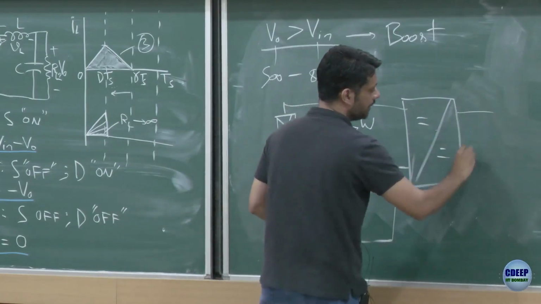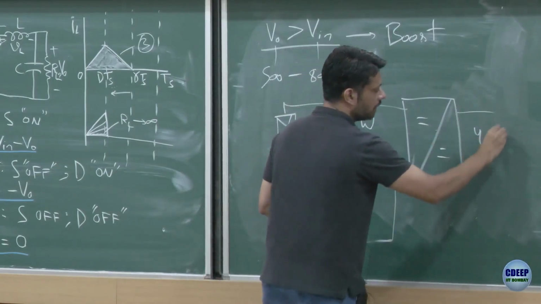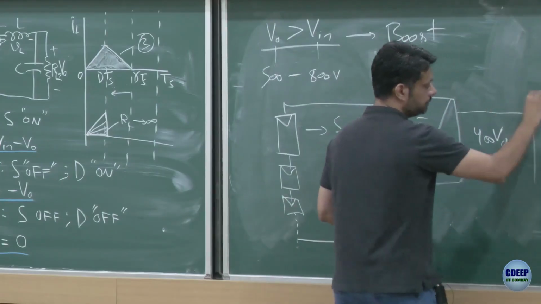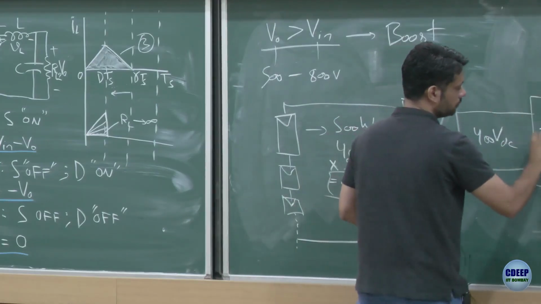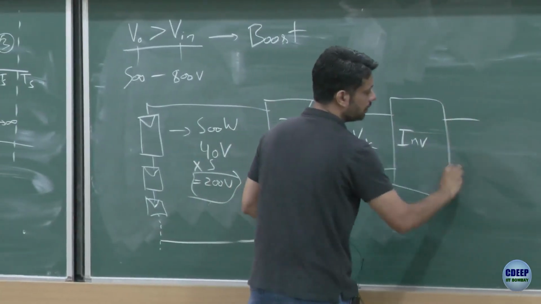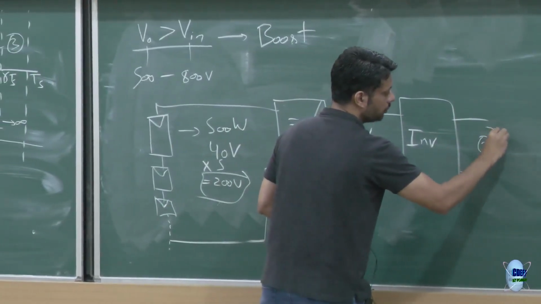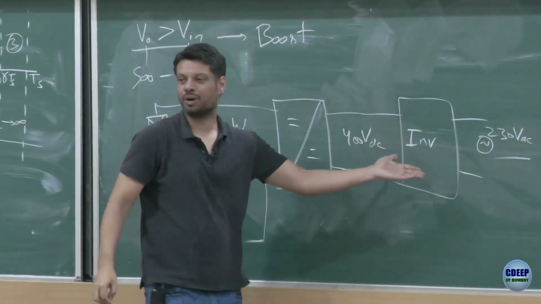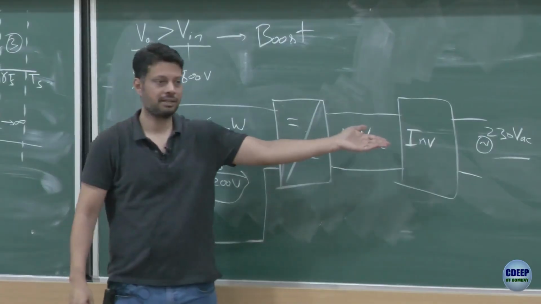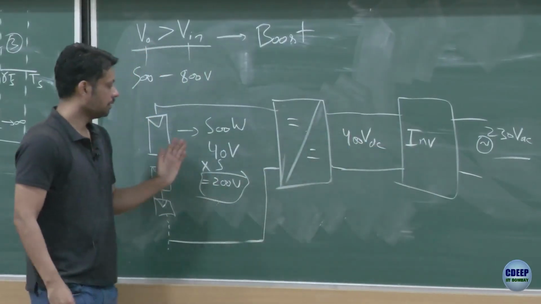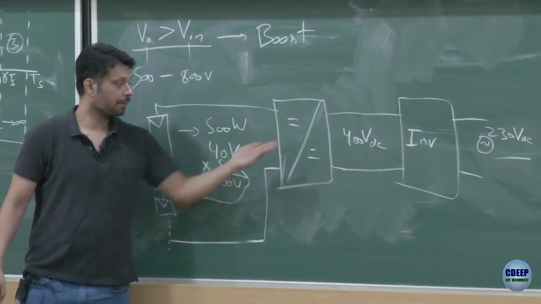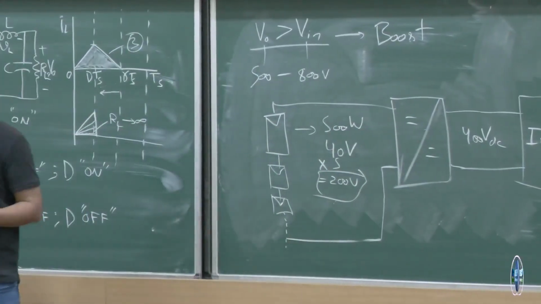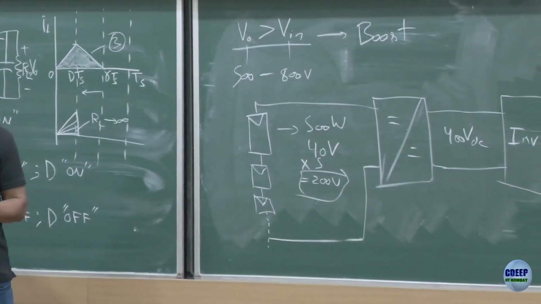boost converter and produce a 400 volt DC, and then you can use an inverter to get a 230 volt AC. Now, the inverter we don't know as of now, we'll probably learn about it a little later in the course. But in this case you would require a boost converter going from 200 volt to 400 volt, when you want to step up the DC voltage.